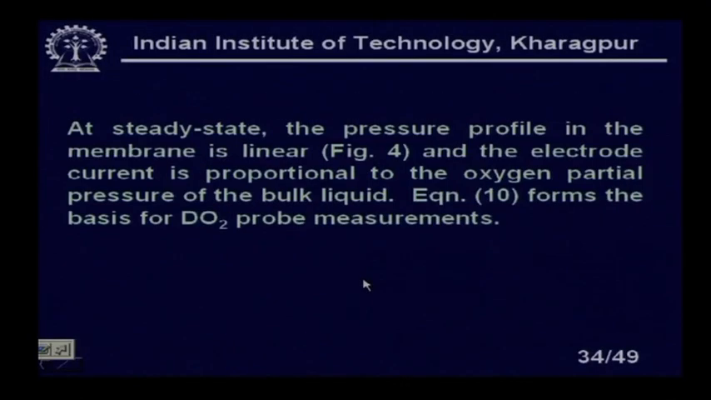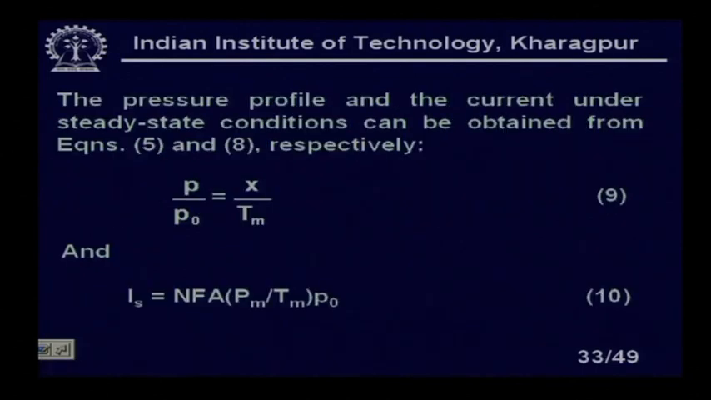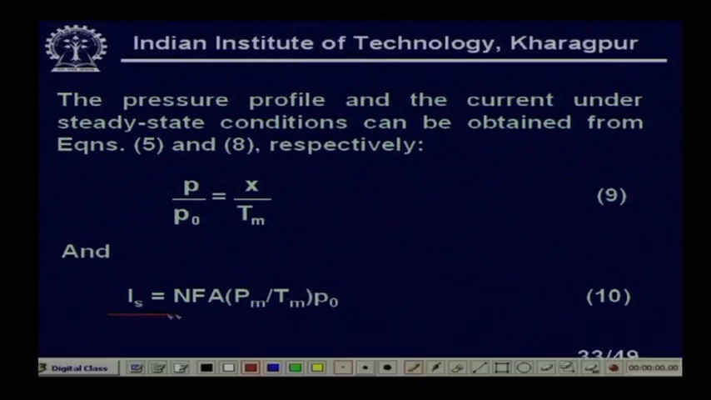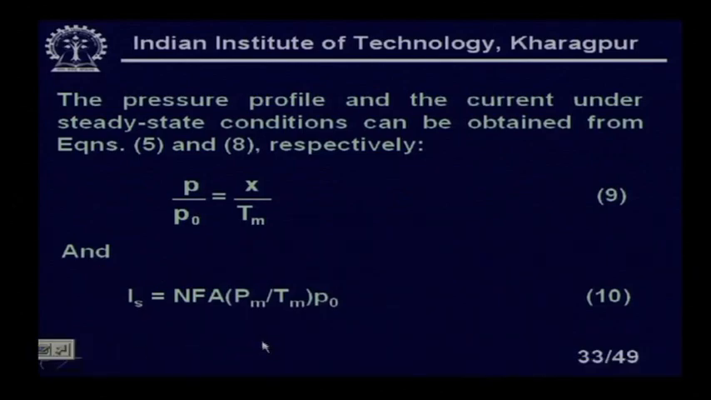At steady state, the pressure profile in the membrane is linear and the electrode current is proportional to the oxygen partial pressure of the bulk liquid, right? So, equation 10 forms the basis for DO2 probe measurements. What is equation 10? This is equation 10. So, this is our basis for all DO2 measurements or the DO2 probe.